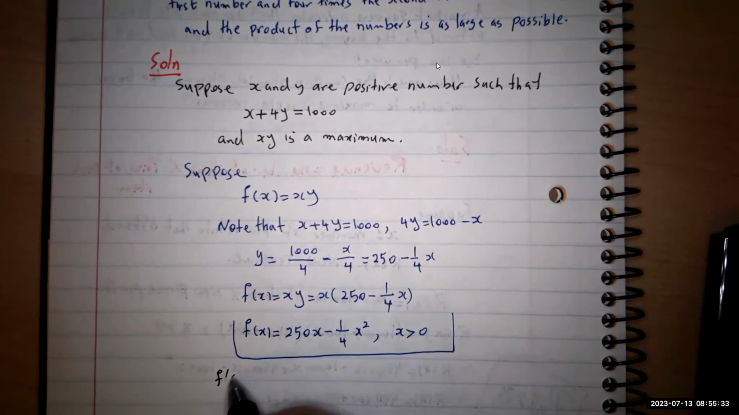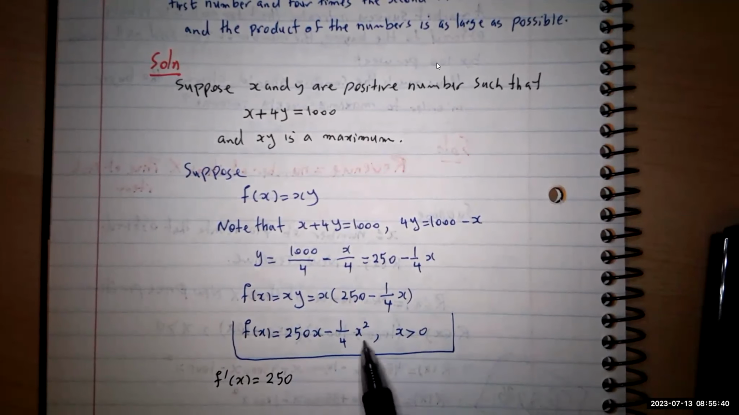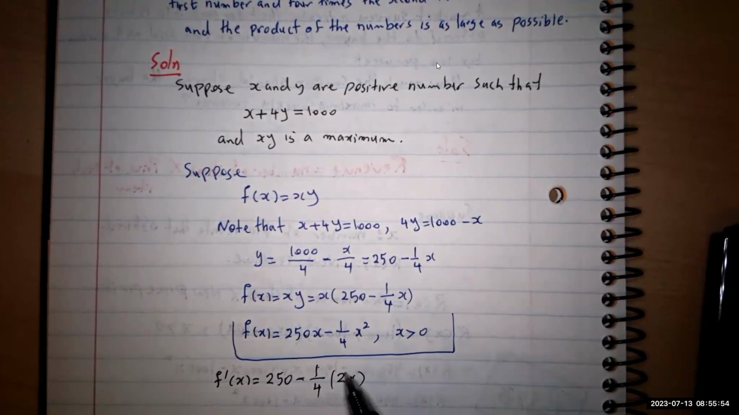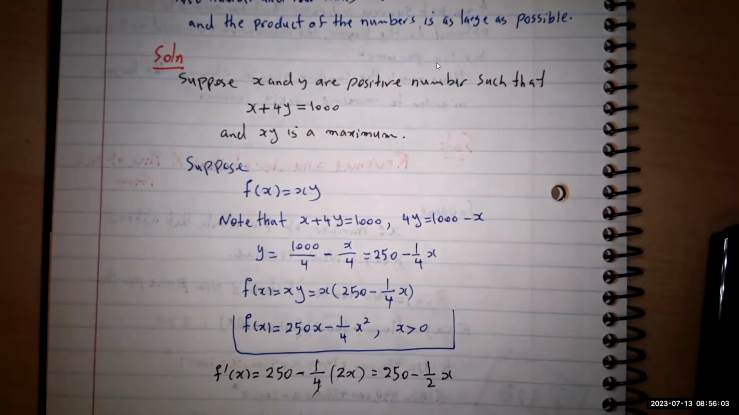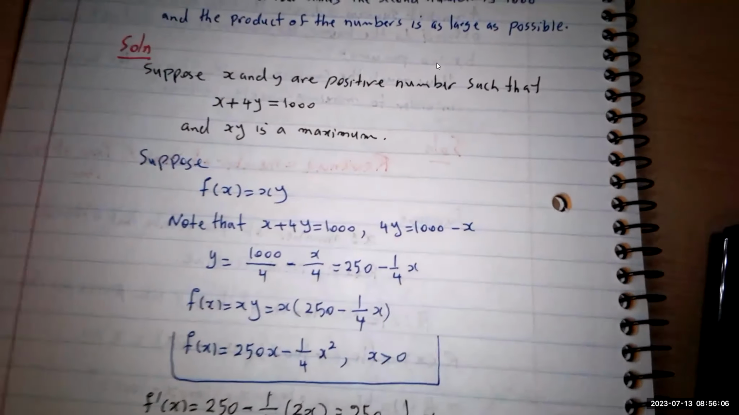So we differentiate it. The derivative of 250x would be just 250. The derivative of x squared, so that we minus, that's it. This is going to be a quarter times 2x differentiated. You simplify the 2 and the 4, so this is going to be 250 minus 1/2 x. This is your derivative.